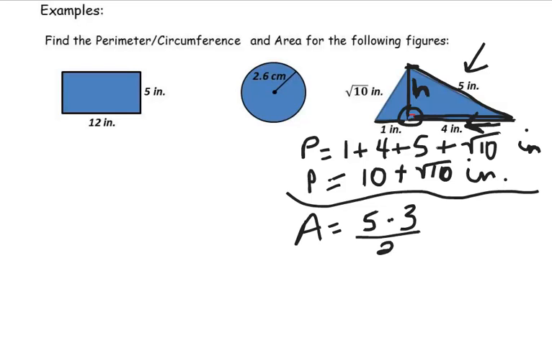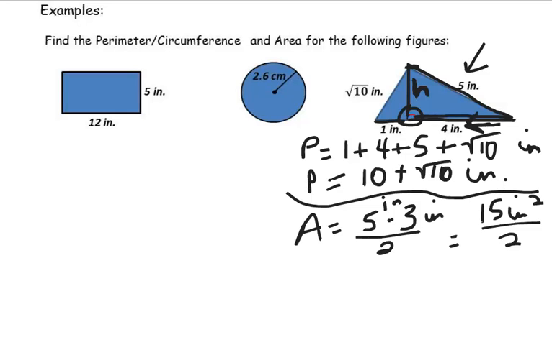And I should put in units. This is 5 inches, and my height is 3 inches. So I'm going to get 5 inches times 3 inches, which is 15 inches squared, and divide that by 2. So I can leave it as 15 over 2 inches squared.